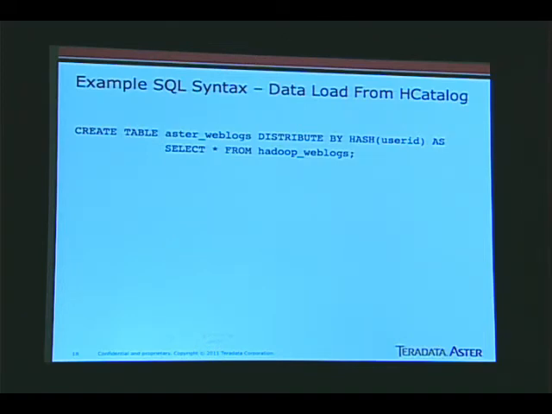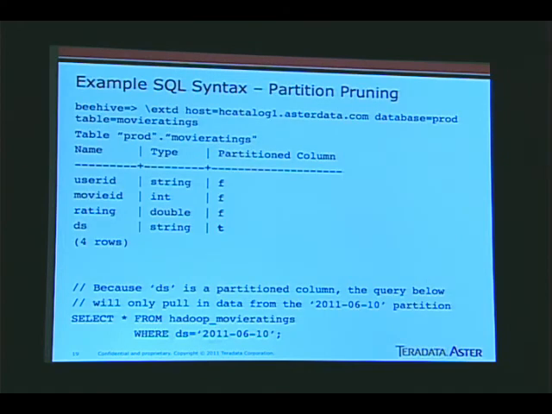So here is an example syntax of data load from HCatalog into Aster. As you can see, it's very straightforward. You just do a CTAS, create table, Aster table. The distribute by hash is a hint to the Aster optimizer about how you want to store the information in Aster so that later queries will run faster. And then you just do a select star from the Hadoop table. It's as straightforward as you'd imagine.